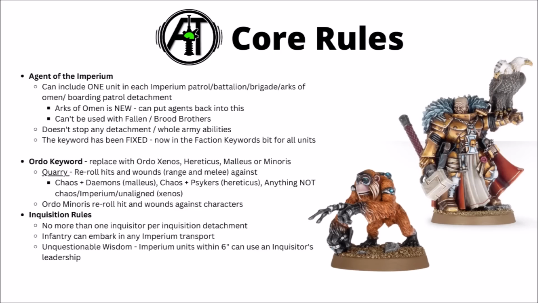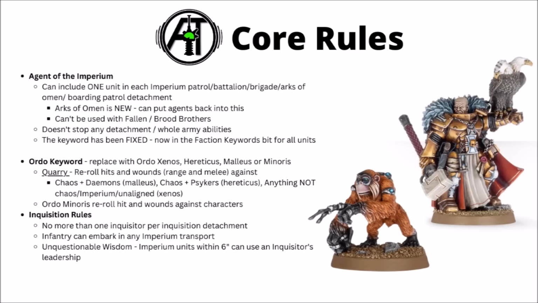Then we've got some special rules for the Inquisition and the Assassins that are common to many datasheets. First up, they talk about the Inquisition Ordo keyword. You have to replace this with Ordo Xenos, Hereticus, Malleus, or Minoris, and this one basically chooses the type of things that they hunt and what units they're best against in-game.